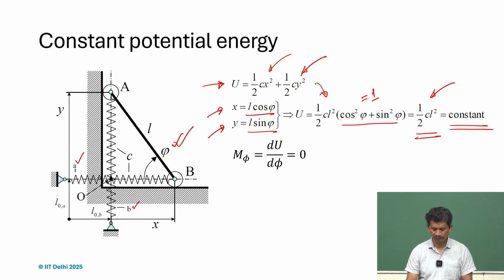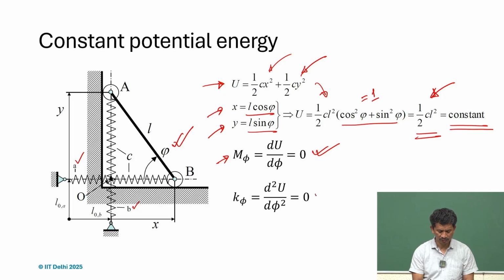What does it mean? If we take the derivative with respect to phi, it gives us the moment. If it's with respect to displacement, then it will give the force. So the first derivative, since U is constant, is 0. So ideally, no force required, no torque required to do that. And definitely the stiffness is also 0. The second derivative is also 0. So it's a zero stiffness mechanism.